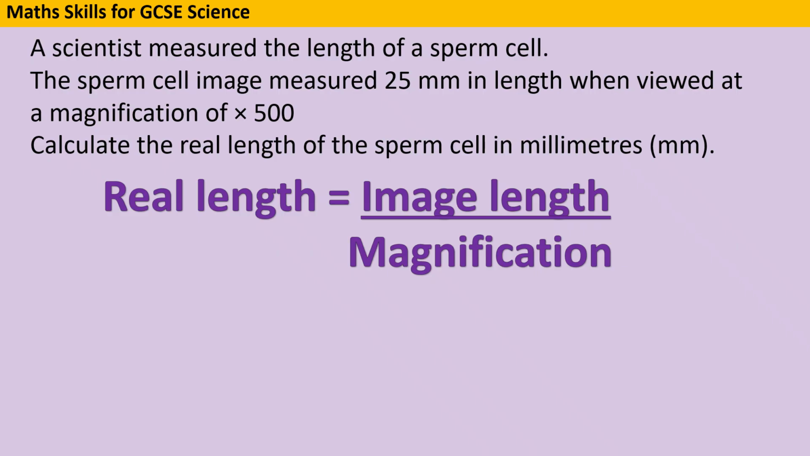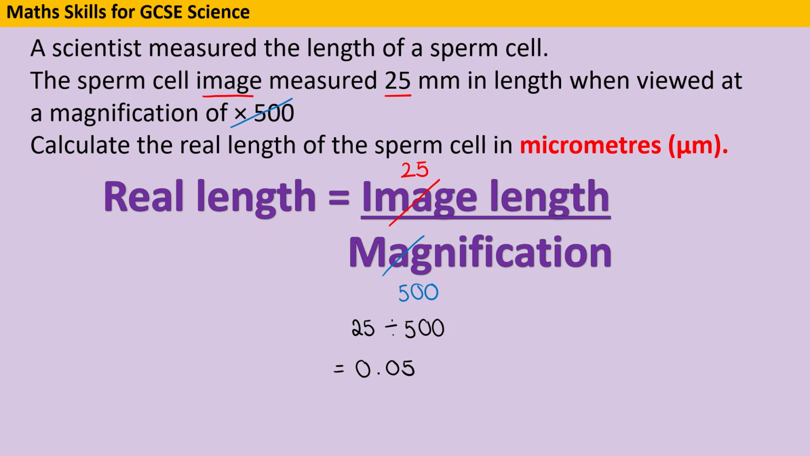In a similar example from a biology exam, we could be asked to calculate the real length of a cell that has been viewed with microscopy. Again, in this question, we're not just given units, but we're told what these numbers correspond to. So we have an image length of 25 millimeters, and so we can take out image and write 25 instead, and then a magnification of 500. So the calculation we're left doing is 25 divided by 500, which gives us an answer of 0.05 millimeters.